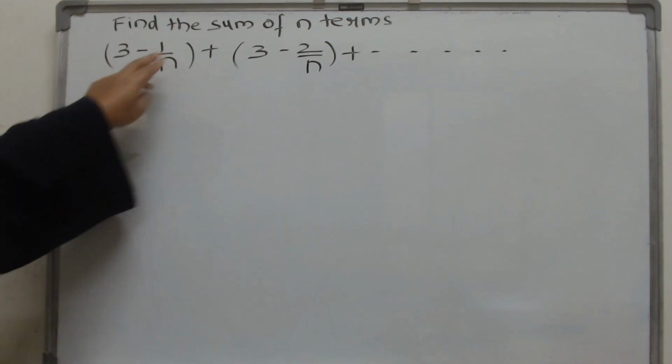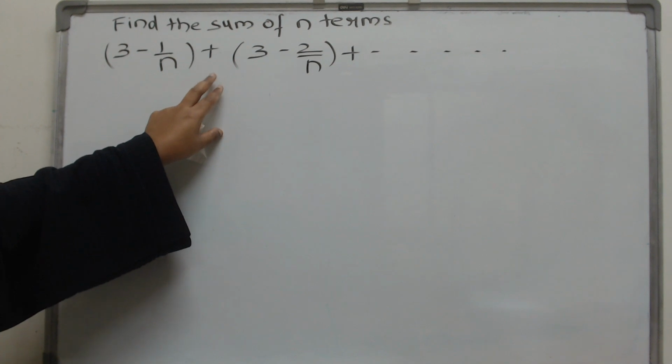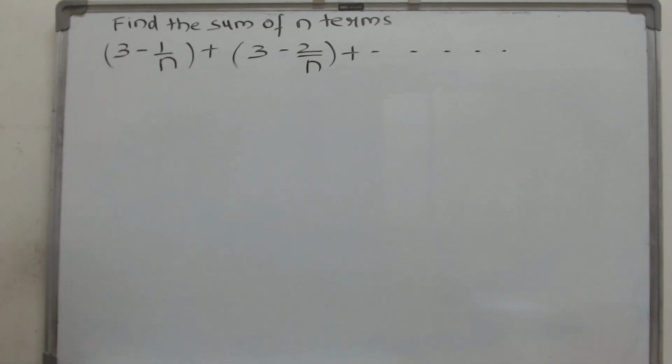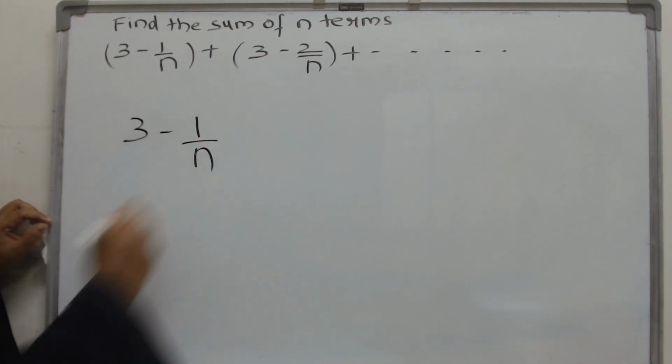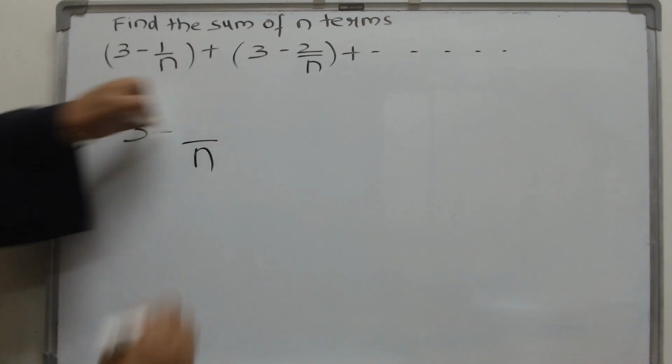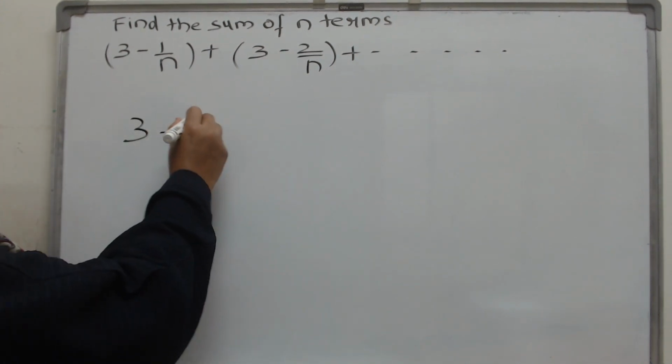Let us find the sum of n terms of a sequence which looks like this. So first tell me, how will the nth term look like? Your first term looks like this. Your second term looks like this. So obviously your third term will look like this.